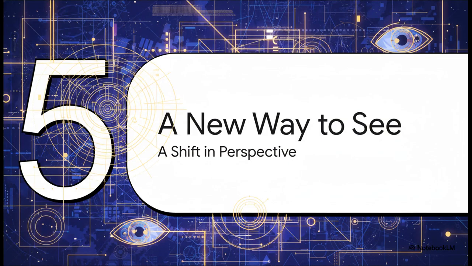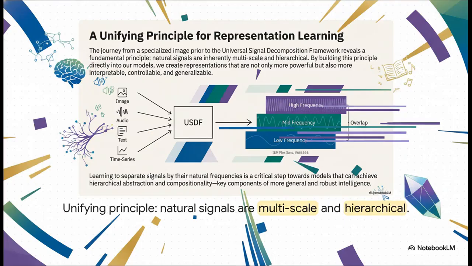So what we're really talking about here isn't just a handful of clever applications. What we're looking at is a fundamental shift in perspective, a completely new way of seeing the hidden architecture of our world. The ultimate takeaway is this: the world isn't flat. Data, whether it's from an image, a sound, or a financial ledger, is naturally multi-layered and hierarchical. And by building our AI models to actually reflect this fundamental truth, we create systems that are not only way more powerful, but also way more understandable and controllable.